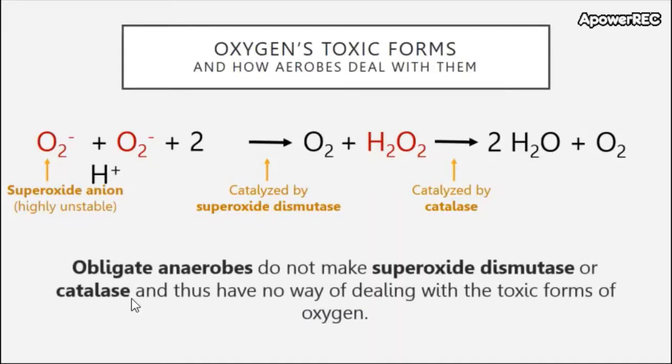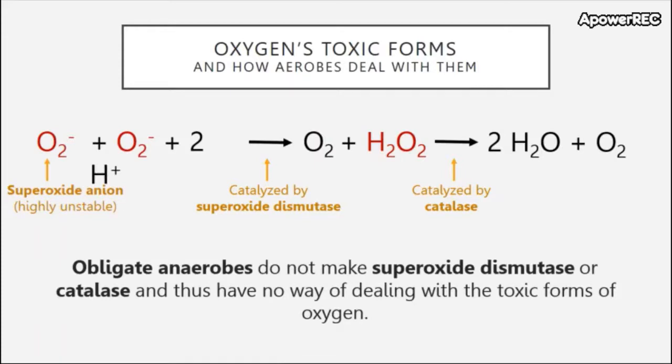Okay, so remember these obligate anaerobes that cannot survive in the presence of oxygen? They can't survive in the presence of oxygen because they do not make the enzyme superoxide dismutase, nor do they make catalase. So they cannot get rid of these reactive species. And these reactive species just naturally occur when you have oxygen built up in an environment. They just naturally form as byproducts of cellular reactions.